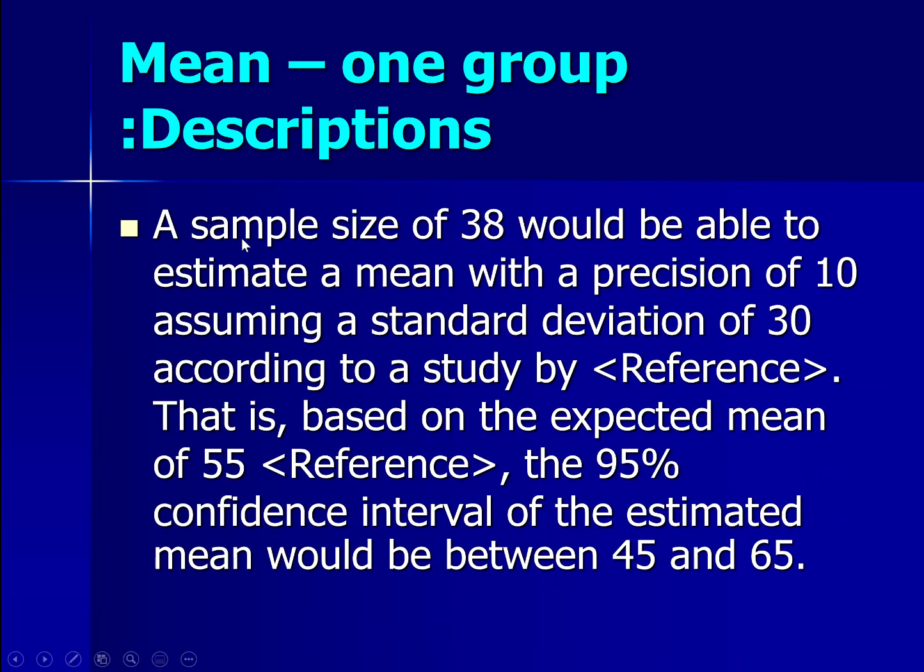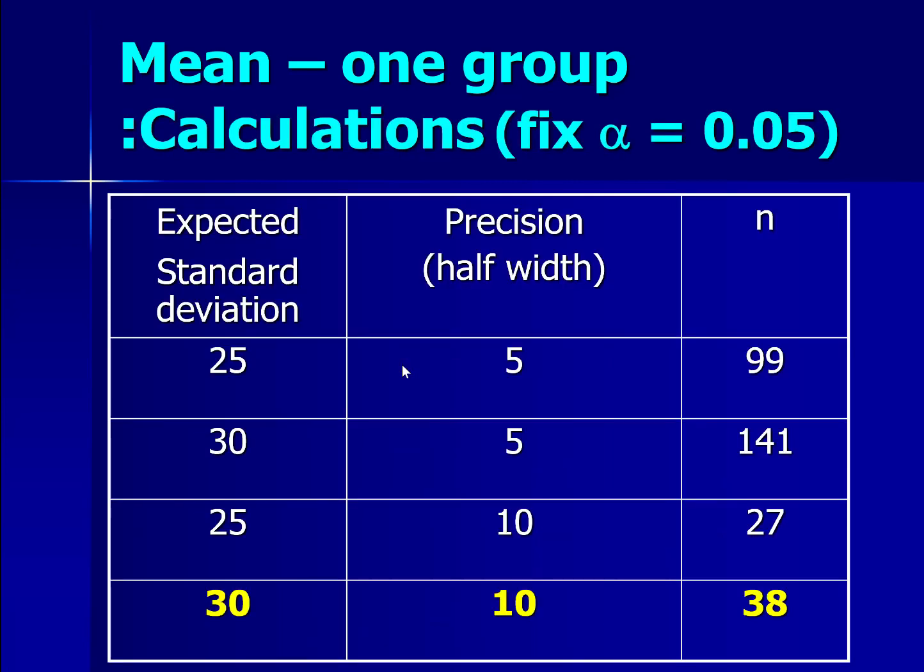And here is some example of the descriptions to justify the sample size calculation. Say a sample size of 38 would be able to estimate a mean with a precision of 10, assuming a standard deviation of 30. According to a study, this needs the reference. And you might elaborate more, like that is based on the expected mean of 55. You can use a reference that could be the one that you expected to arise in your setting. Then the 95% confidence interval of the estimate would lie between this and this, which is precise enough to answer the research question, for example. This is how you can justify your sample size. So I use this description based on this one.